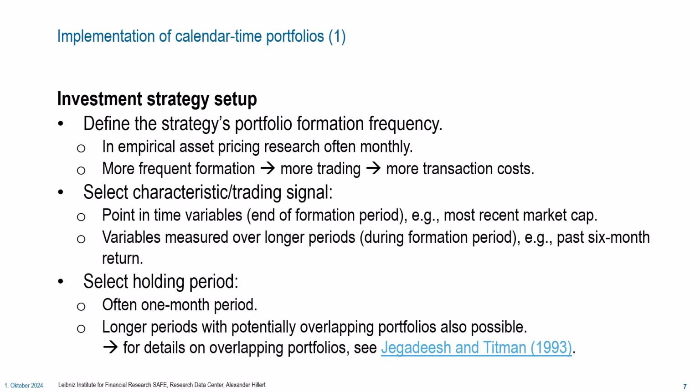But again, for many research papers and for many applications, you simply start with a 1 month holding period. And if your formation period is also 1 month, then it means that you have no overlapping portfolio. At the end of each month, you liquidate your existing portfolio and create a new one.